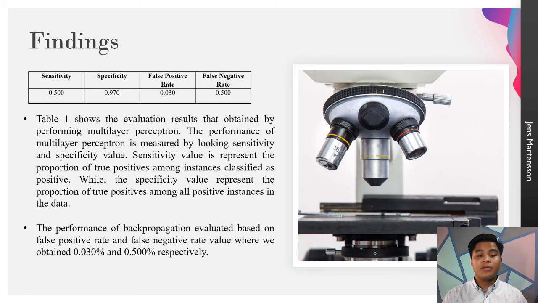The performance of backpropagation is evaluated based on the false positive rate and false negative rate values, which were obtained as 0.030% and 0.500% respectively.